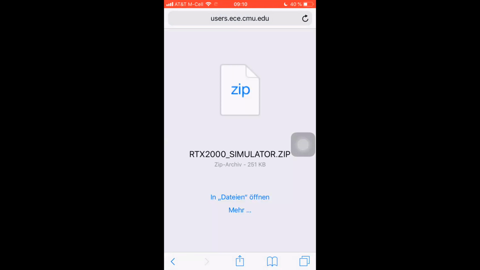Mm-hmm. Nice. Chrome wouldn't let me do this. Let's grab this really quick.